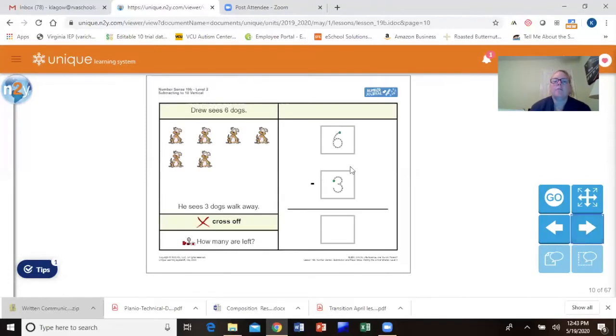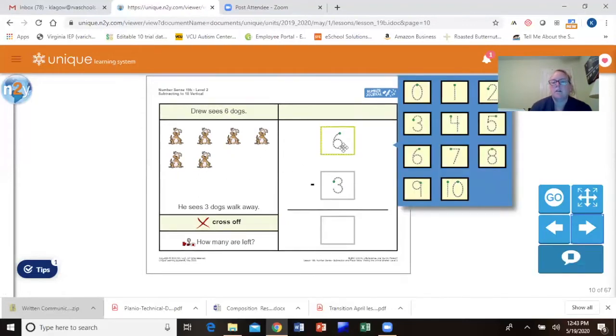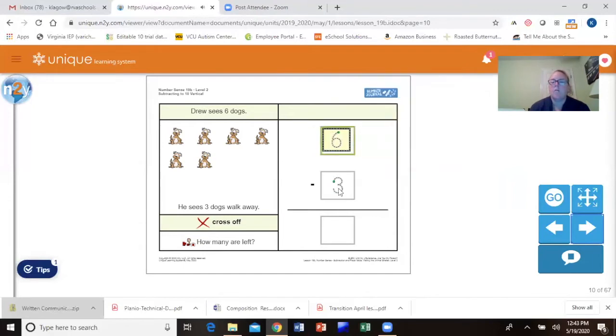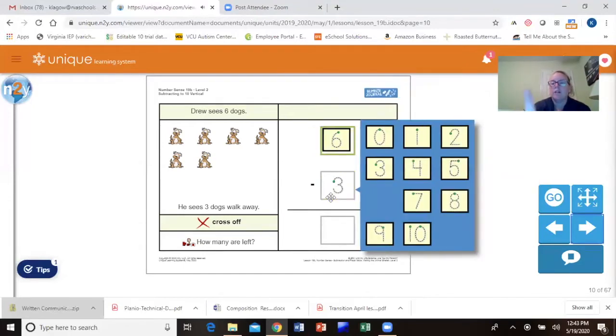Here's this one. So we have 6. 1, 2, 3, 4, 5, 6. Who can find the number 6 over here? Point to it. If you pointed here, you are correct. And then we have 3. You can trace it with your finger if you want. Who can find the number 3? Point to it. There's the number 3.